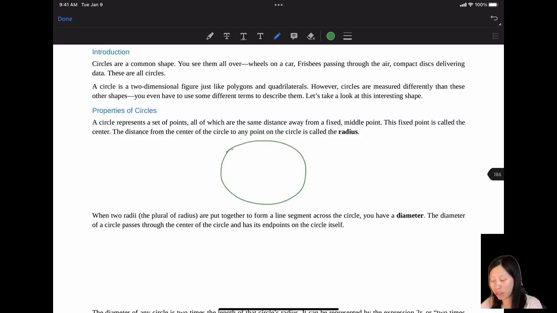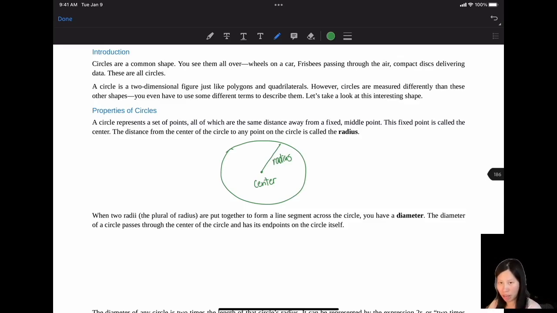A circle represents a set of points, all of which are the same distance from a fixed point, the middle point. We also call that the center of the circle, and the distance from the center of the circle to any point on the circle is called the radius. So this is the radius. And when two radii are put together to form a line across the circle, you have a diameter.